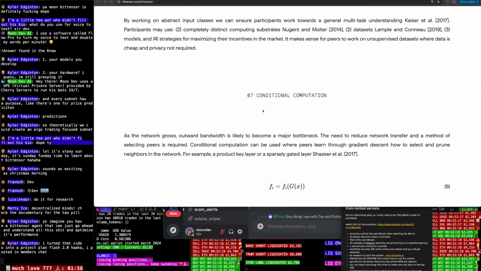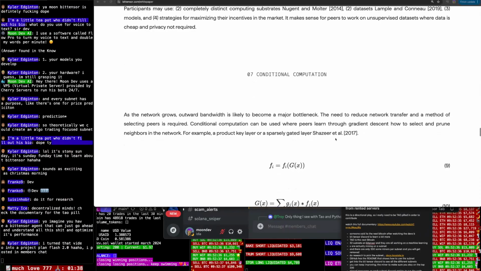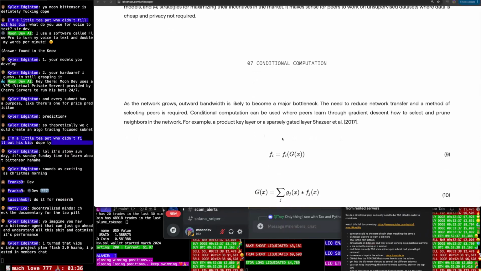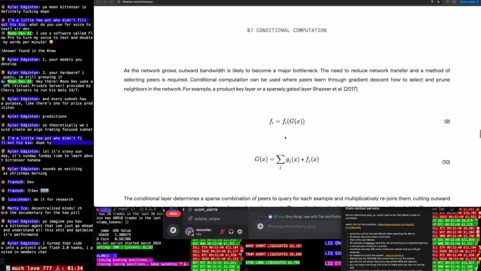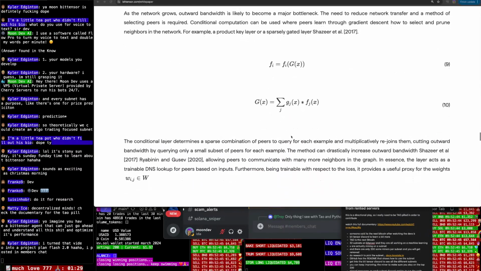required. Conditional computation: as the network grows, outward bandwidth is likely to become a major bottleneck. The need to reduce network transfer and a method of selecting peers is required. Conditional computation can be used where peers learn through gradient descent how to learn and prune neighbors in the network. For example, a product key layer or a sparsely gated layer.